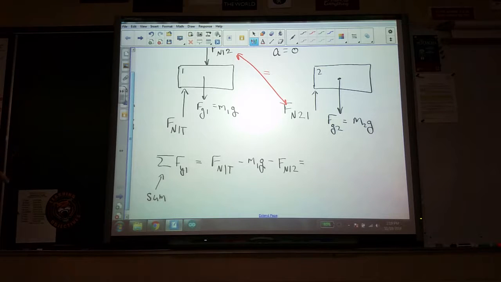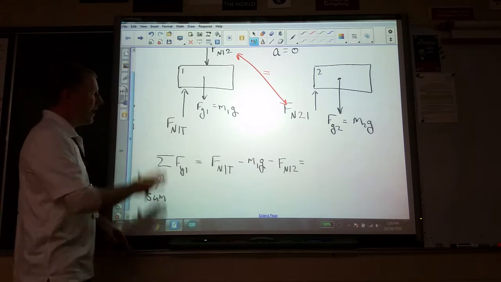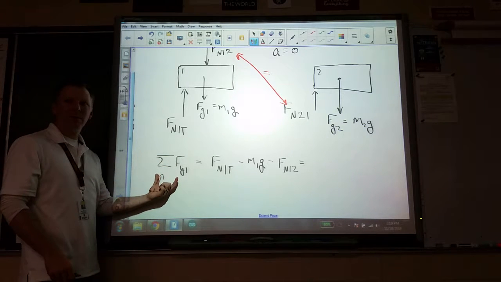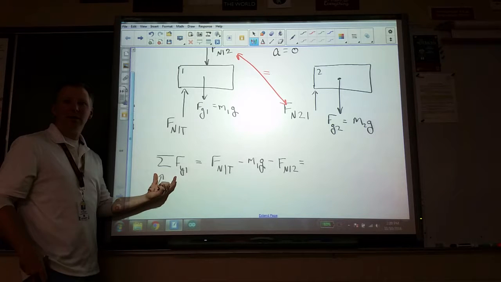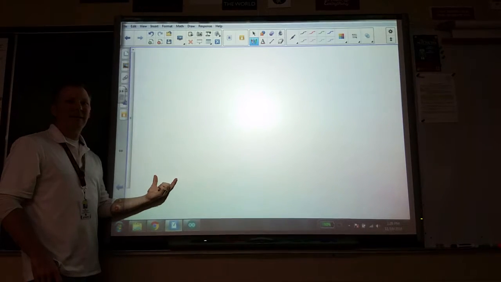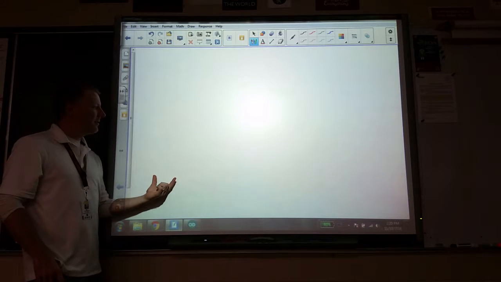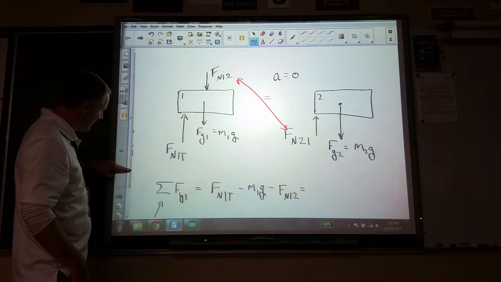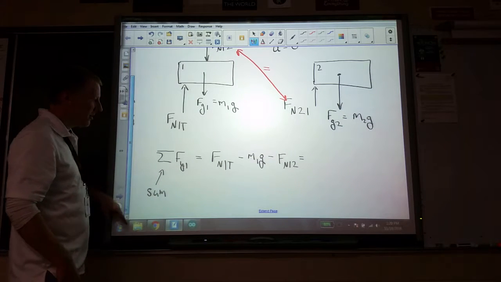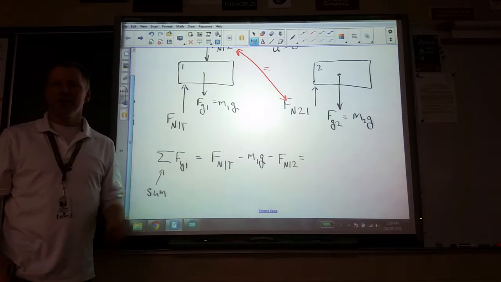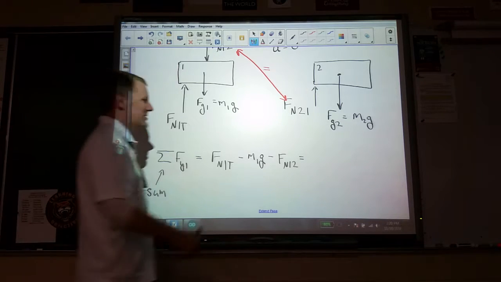The last part of this is from Newton's second law. Not just in this case, but in any case, if we add up all the forces on something, what is it equal to? No, look at Newton's second law. You wrote it down yesterday. M-A. M times A, the object's mass times its acceleration.